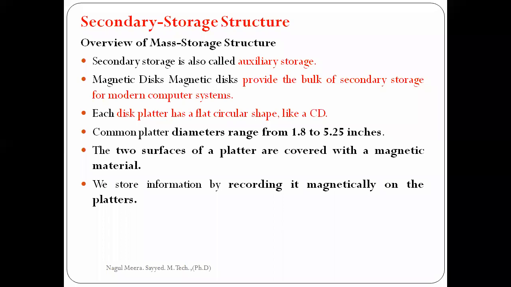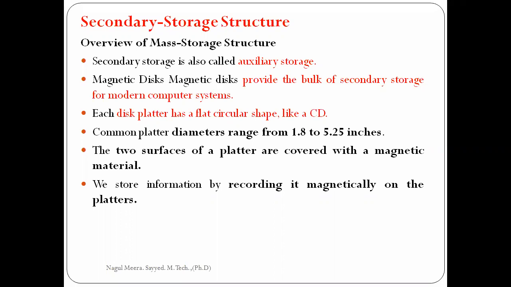So simply, secondary storage is a major component in our computer. It can store a large amount of data. Compared with the primary memory, secondary storage has a very huge capacity. For example, if our RAM capacity is 8 GB, your secondary storage capacity is up to 500 GB, 1 TB, something like that.